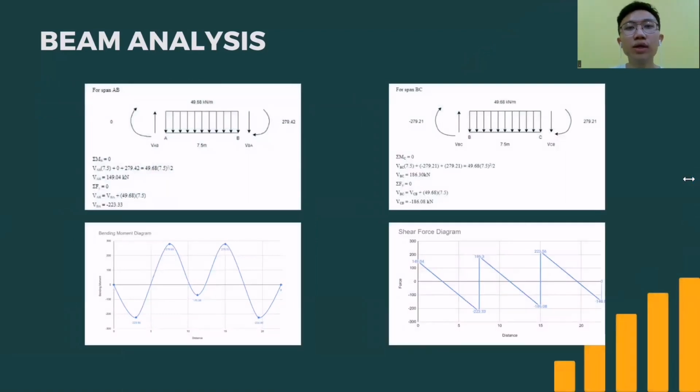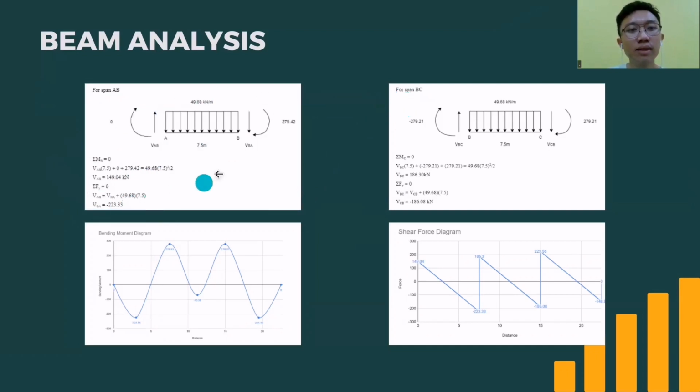Next, after we get all the final moments, we have to find the shear force. For example, we can take the moment at the B equal to 0, then we equate the clockwise moment to the counterclockwise moment. Then we are going to find the shear force AB. And same thing goes to the shear force BA. Then we will do the same thing for the span BC and the span CD.